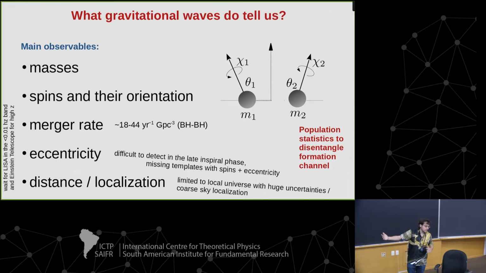So at the moment, to try to understand where these mergers come from, because we have no idea, we just look at population statistics. Let's say I predict that in one channel, all the binaries should have eccentricity 0.1 when they enter the observable band, then we can maybe connect this channel to the observations.